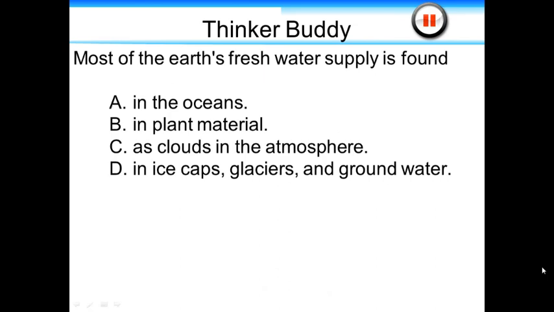Thinker buddy question. Most of the Earth's freshwater supply is found in A, the oceans, B, plant material, C, as clouds in the atmosphere, D, in ice caps, glaciers, and groundwater. Most of our fresh water is in ice caps, glaciers, and groundwater.